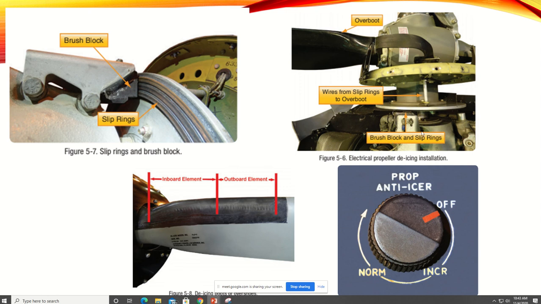Then brush block. Okay, this is the brush block. You nak nampak dia attached actually. This is slip ring. Okay, it's like a P-ring, something like this shape lah. So when you touch together, it produces current and then it flows from here, the wire here, and then goes to the overboot or heating element on the overshoot, overboot, something like that.